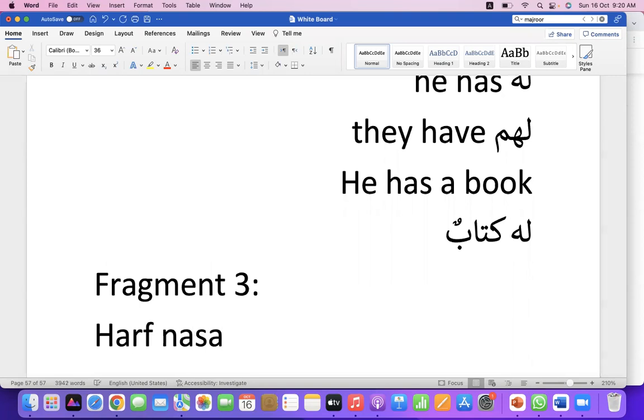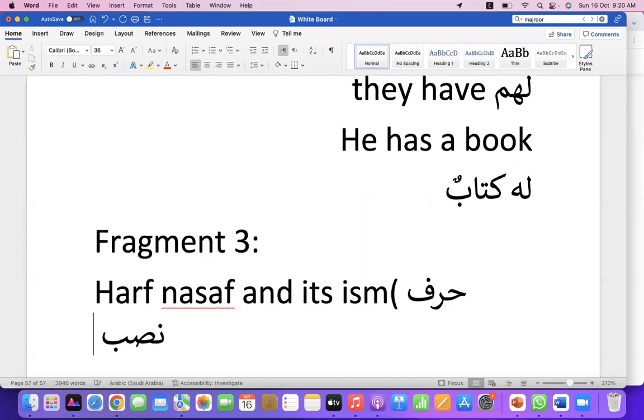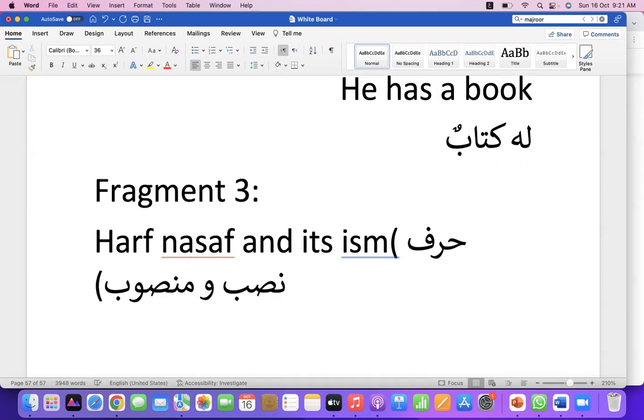This is called Harf-e-Nasab and its ism. Or in Arabic, they write Harf-e-Nasab wa Mansoob, or wa ism. So what does this Harf-e-Nasab mean? Harf, you know harfs, right?